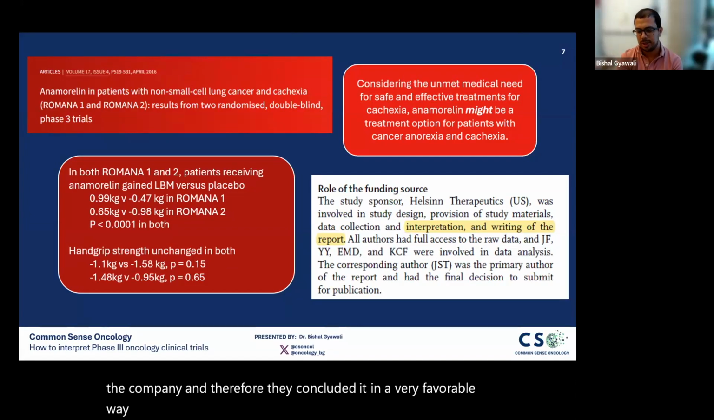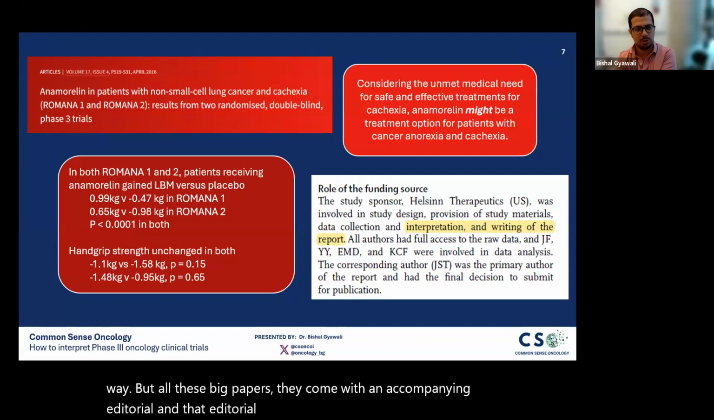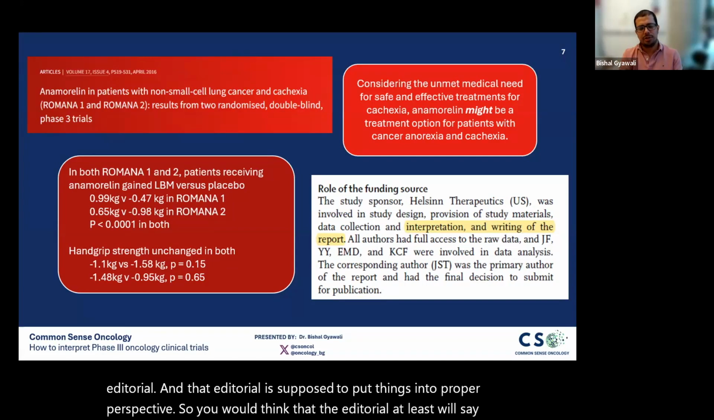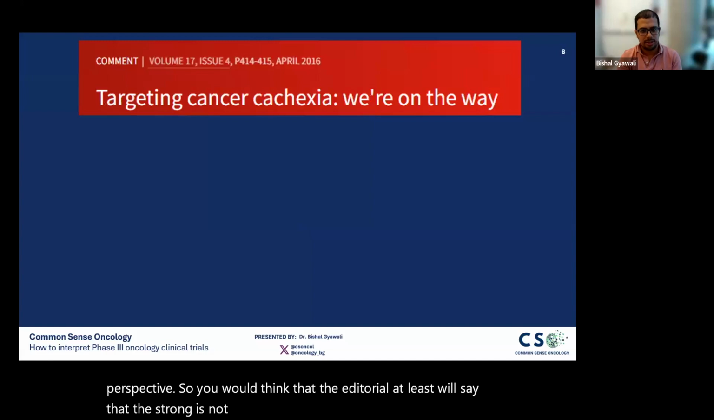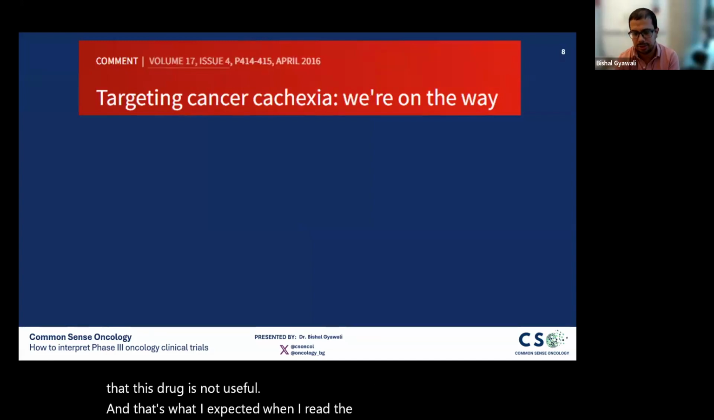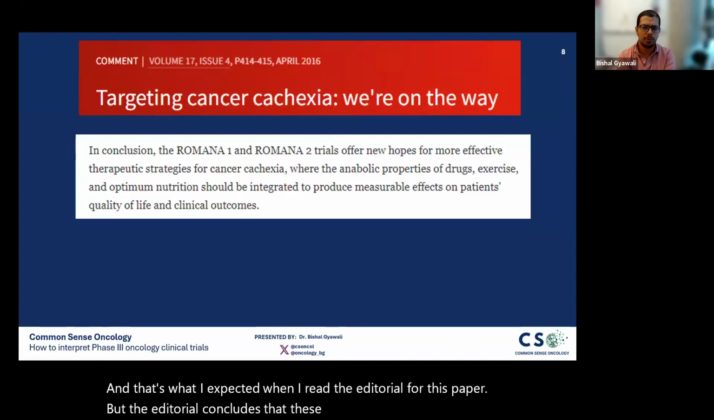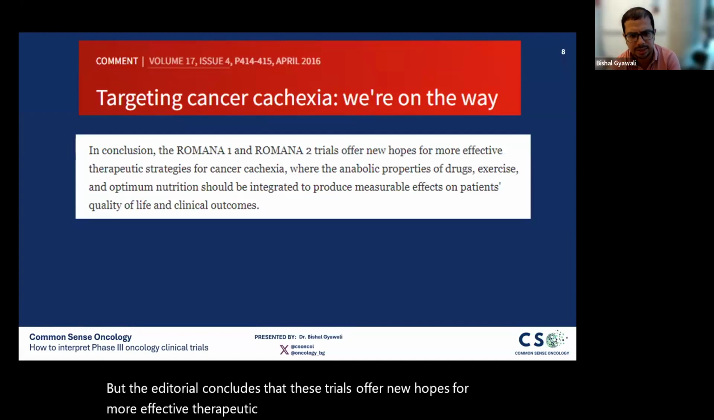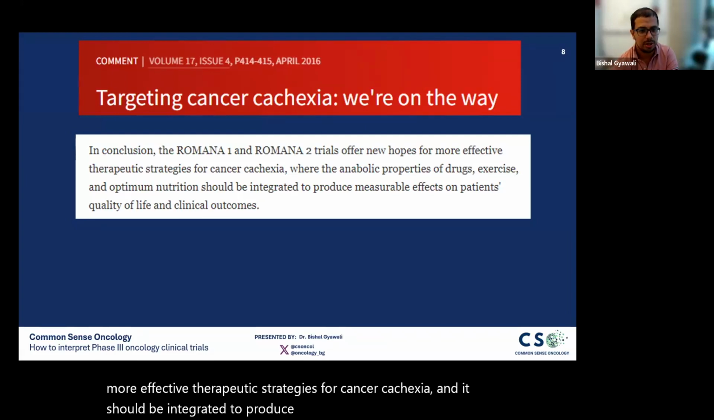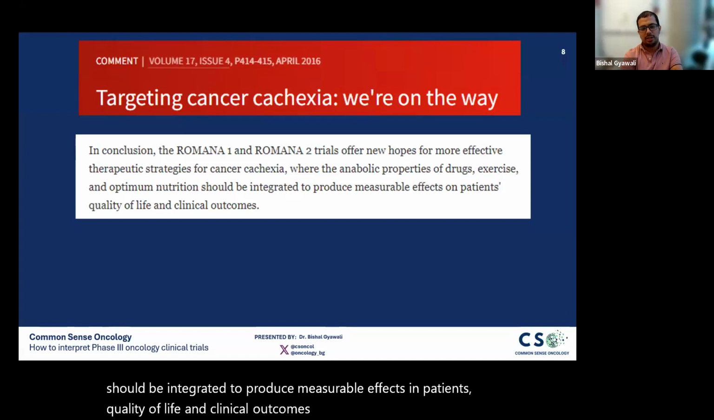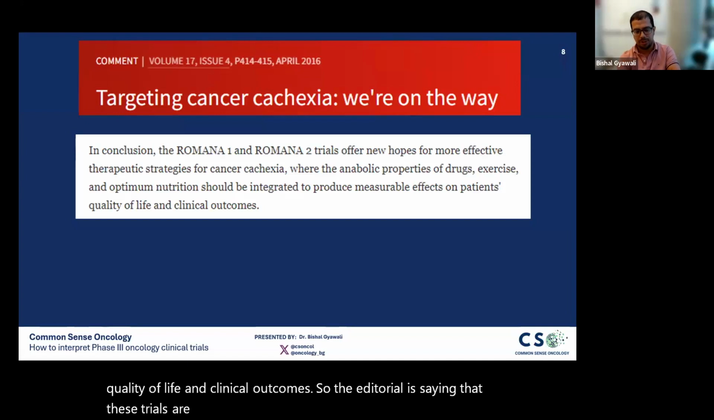But all these big papers, they come with an accompanying editorial, and that editorial is supposed to put things into proper perspective. So you would think that the editorial at least will say that this drug is not useful. And that's what I expected when I read the editorial for this paper. But the editorial concludes that these trials offer new hopes for more effective therapeutic strategies for cancer cachexia, and it should be integrated to produce measurable effects on patients' quality of life and clinical outcomes. So the editorial is saying that these trials are offering new hopes for patients. The editorial is super favorable.